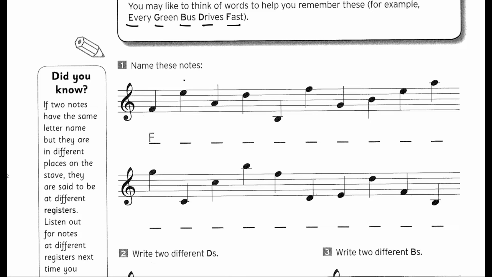This is the fourth space, and that means this is E. This is your second space, that means this is A. This is your fourth line, this is D. The note before the ledger line is B. This is your fifth line, that means this is F. Second line, this is your G. Third line, this is your B. Fourth space, that is your E. And this is the ledger line above the treble clef, this is your A.